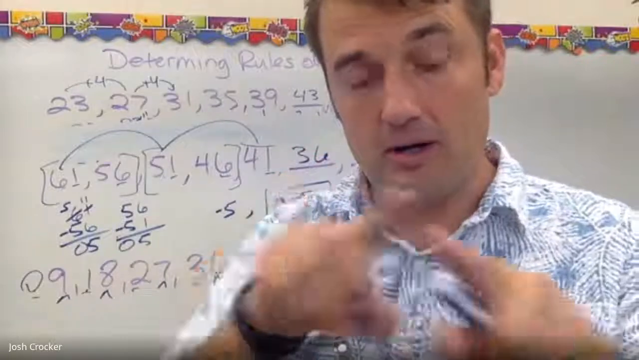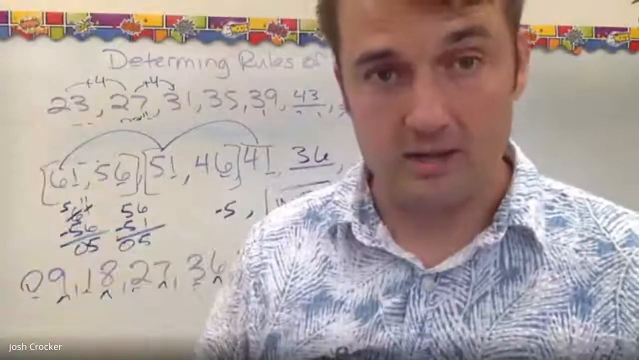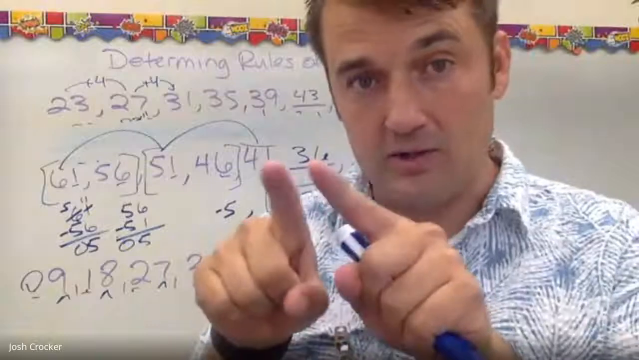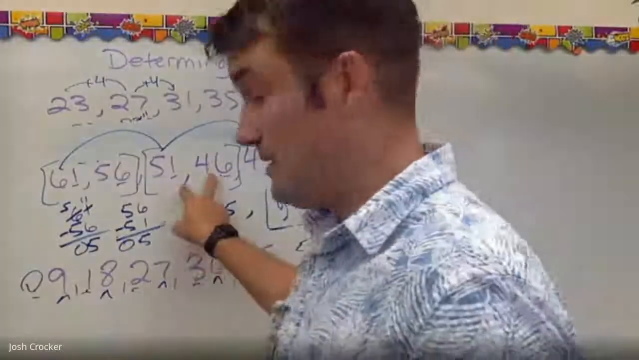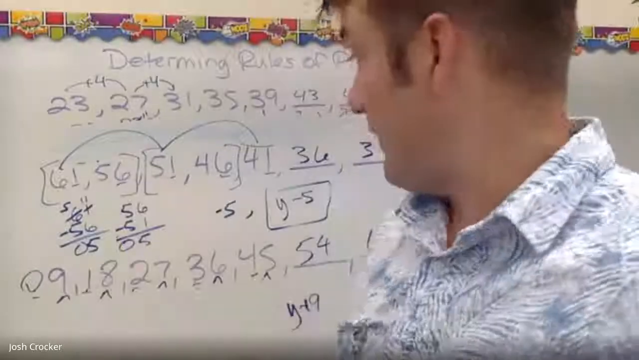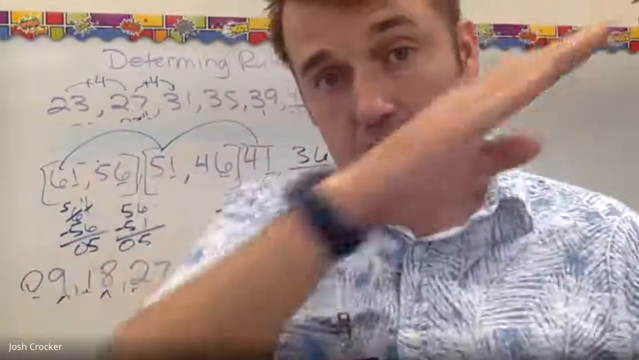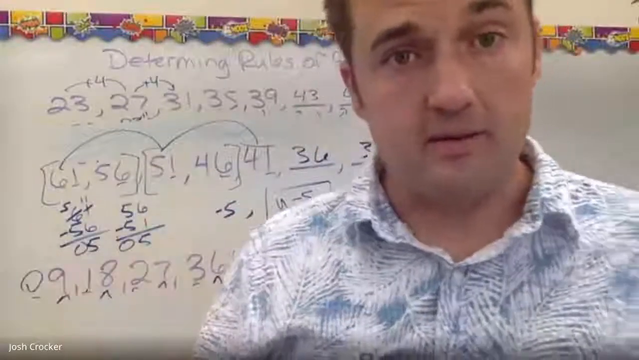If they're 2 apart and the numbers are going up, the rule is add 2. If you subtract those two numbers that are next to each other and they're 5 apart and the numbers are going down, the rule is -5. Okay.